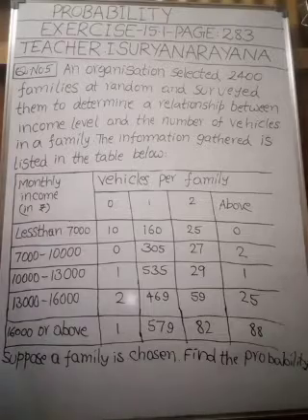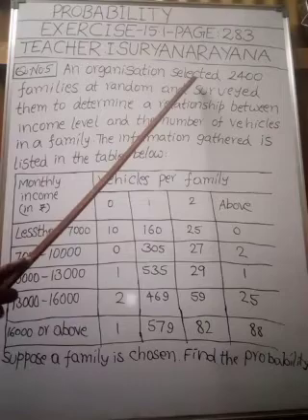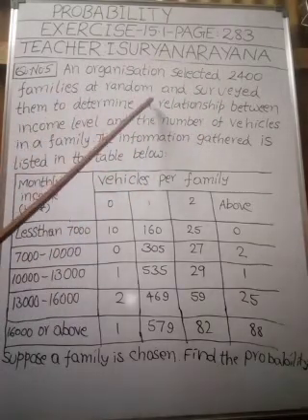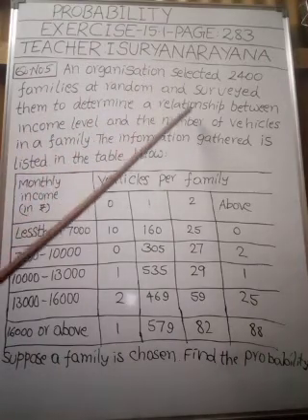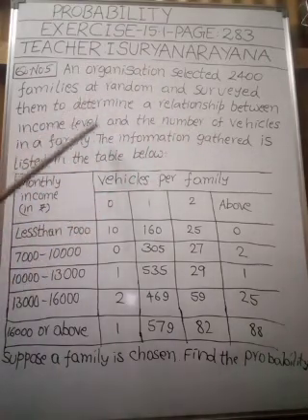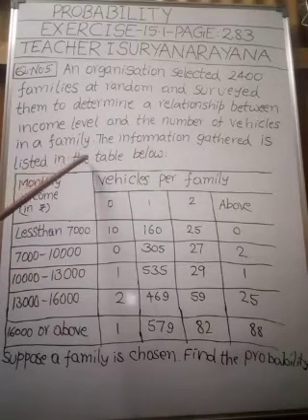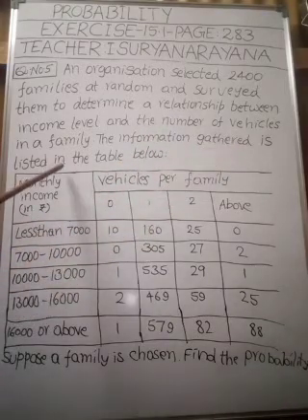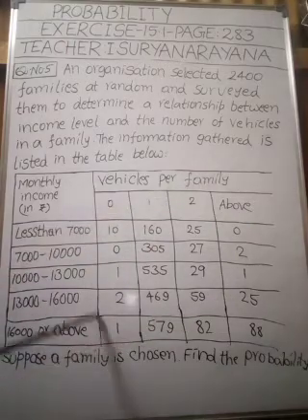Now come to question number 5. Fifth question. An organization selected 2,400 families at random and surveyed them to determine a relationship between income level and the number of vehicles in a family. Okay, my children. The information gathered is listed in the table below. So observe this table, my children.